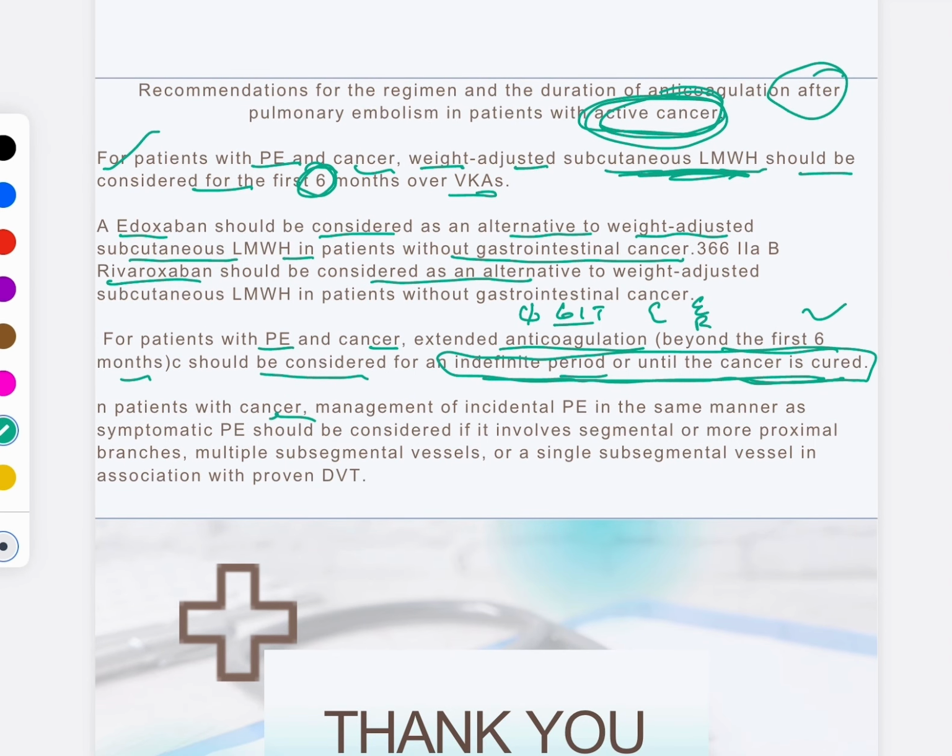In a patient with cancer, management of incidental PE in the same manner as a symptomatic PE should be considered if it involves segmental or more proximal branches, multiple subsegmental vessels, or a single subsegmental vessel in association with proven DVT. So you should be treating the patient if it's identified accidentally, incidentally, or the patient is asymptomatic. You have to treat it the same as you are treating patients who are symptomatic.